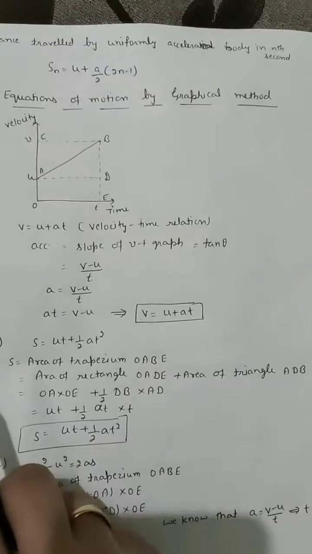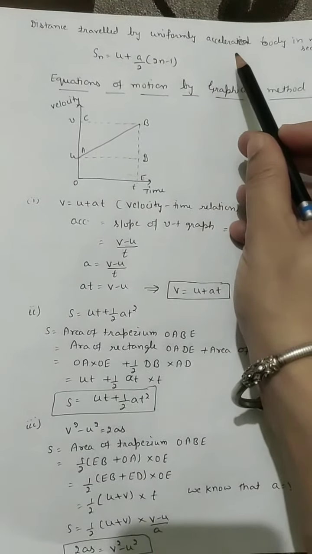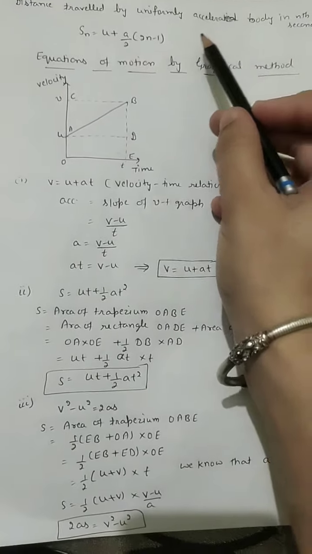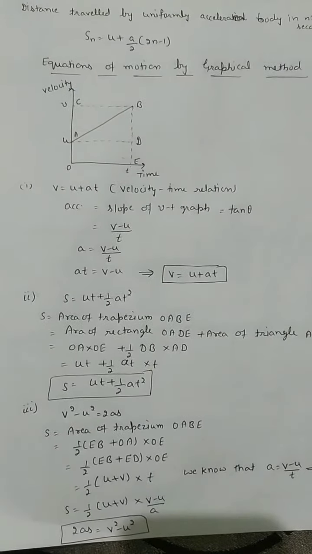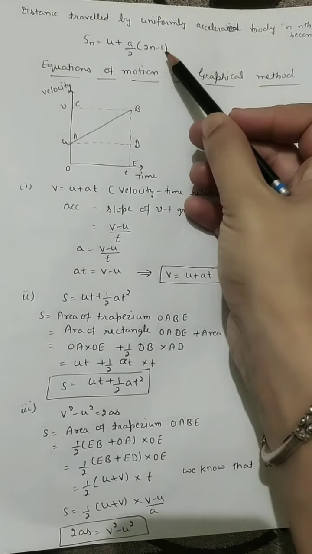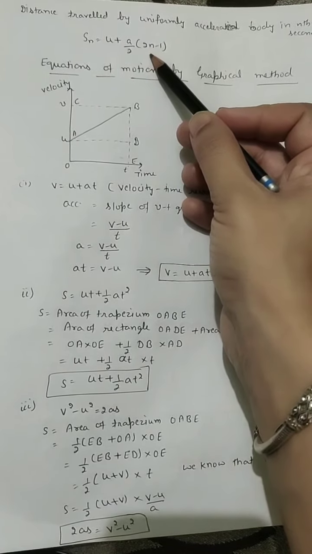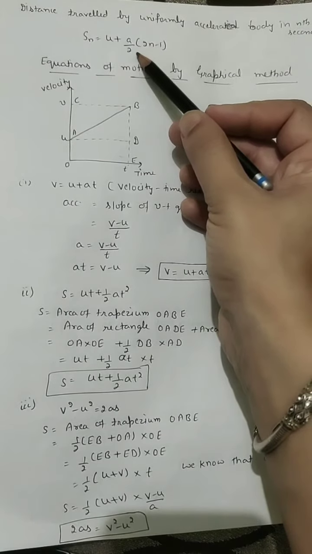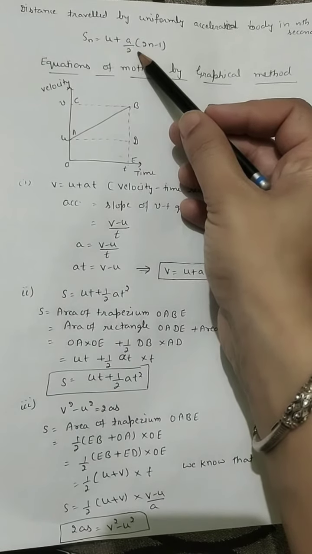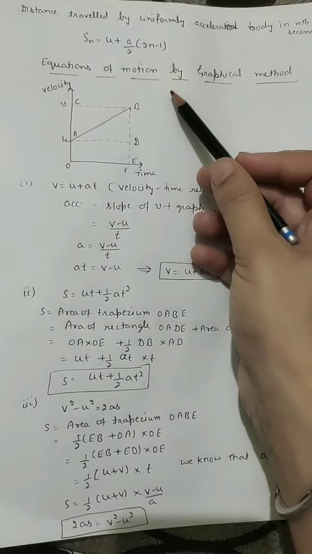Now we will start with the distance traveled by a uniformly accelerated body in the nth second. For the nth second, the equation can be written as Sn is equal to u plus a by 2 into (2n minus 1). We had s is equal to ut plus half at square, but for the nth second we will use the relation Sn is equal to u plus a by 2 into (2n minus 1).